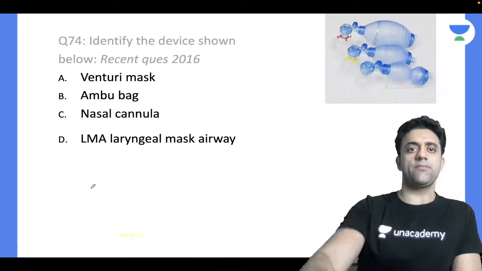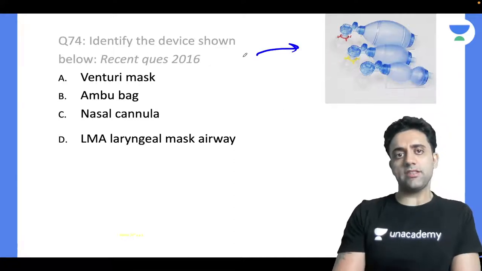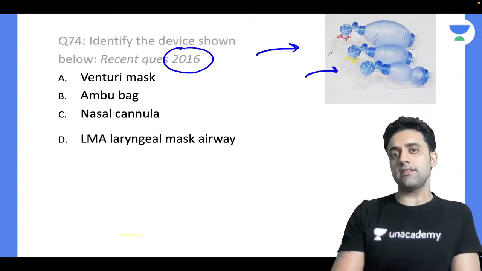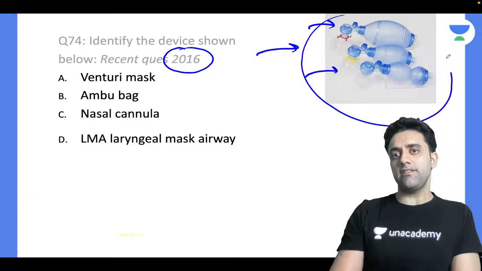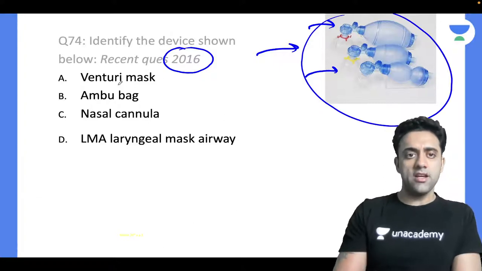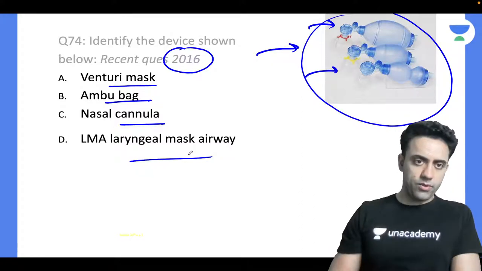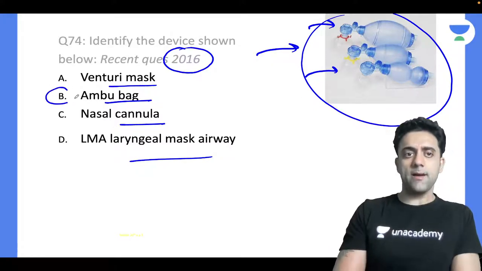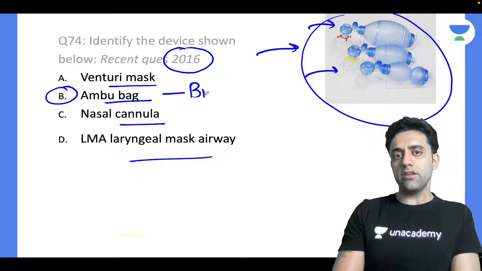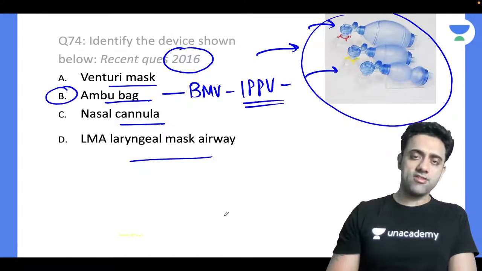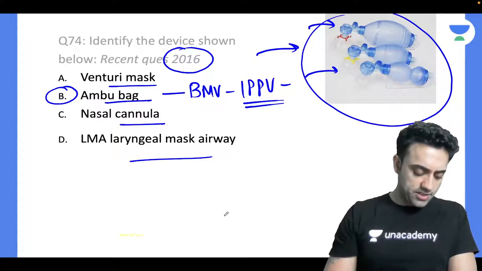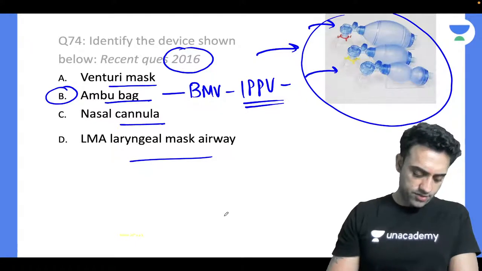Very good. Next question. Identify the device. It was a 2016 question. What is this device? Options are Venturi mask, Ambu bag, nasal cannula, and LMA. What do you think? Yes, the best answer is Ambu bag. Ambu bag, known as bag and mask ventilation, also known as intermittent positive pressure ventilation. Okay, done.